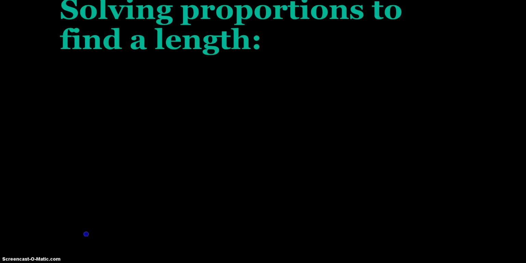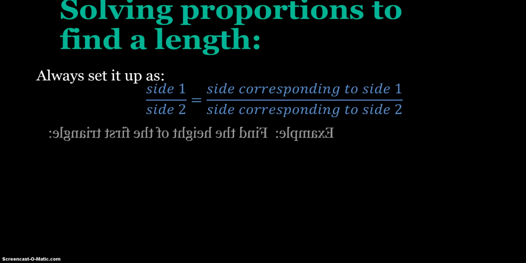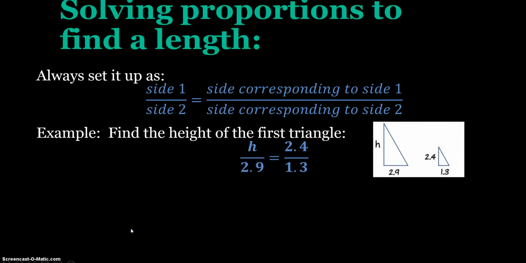Now we're going to use solving proportions to find a length. This time we're going to set it up as side 1 over side 2 is equal to side corresponding to side 1 over side corresponding to side 2. So for example, we're going to find the height of the first triangle. So here we have side 1, the height, over side 2, 2.9, and that's equal to the side corresponding to side 1, so the same side on the other triangle, which is 2.4, over the side corresponding to side 2 on the other triangle, which is 1.3.